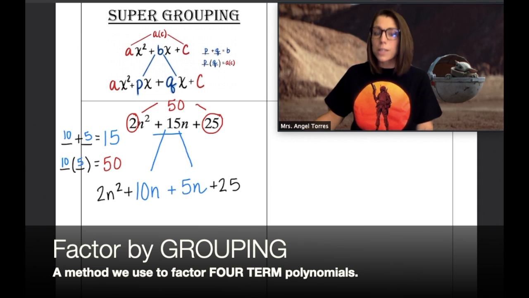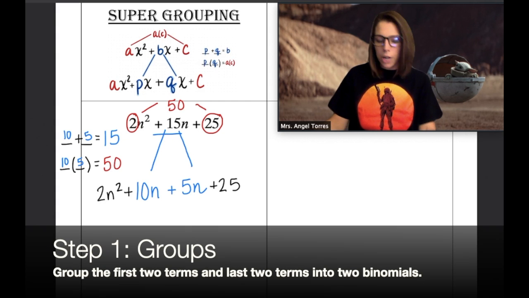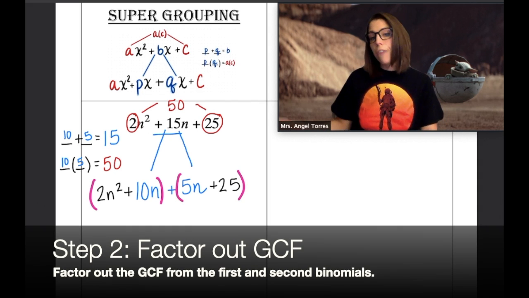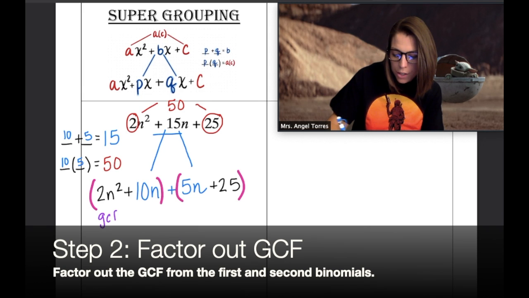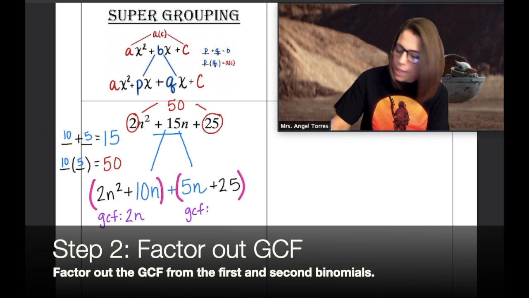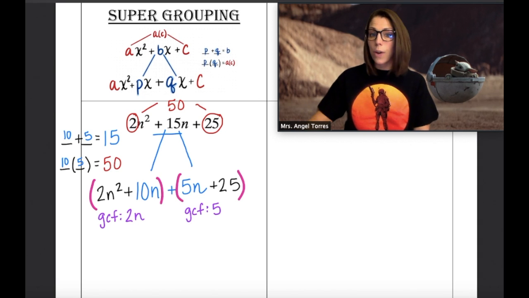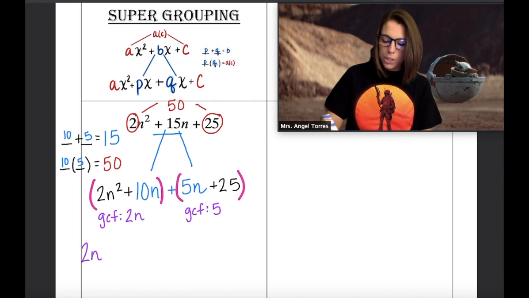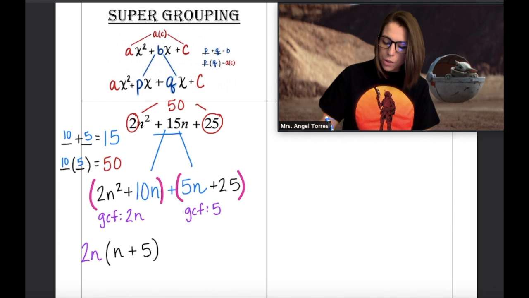Now we're just going to go through our steps of factor by grouping. Step 1, put in your 2 groups. I'm going to group the first 2 terms together, and since it's addition, the second 2 terms together. Step 2, find your GCFs. The greatest common factor of the first 2 terms appears to be 2n, and the greatest common factor of the second 2 terms appears to be 5. Let's go ahead and factor those out. If I factor 2n out of 2n squared plus 10n, I'm left with n plus 5. And if I factor 5 out of 5n plus 25, I'm also left with n plus 5.